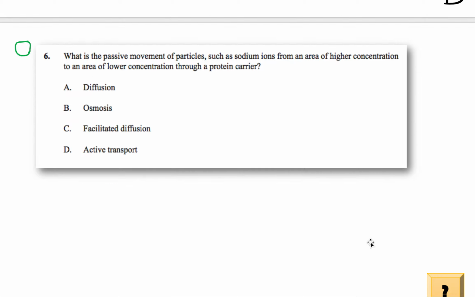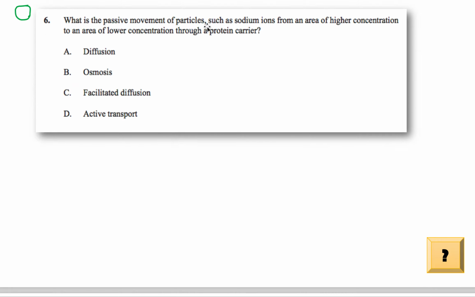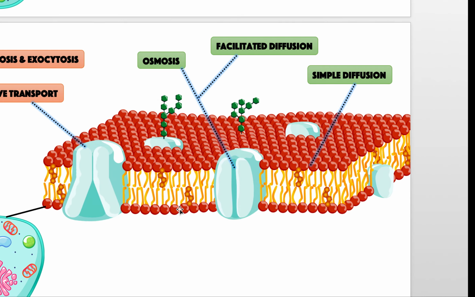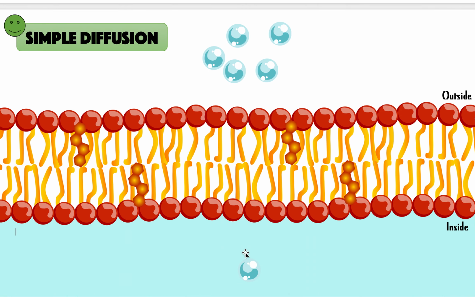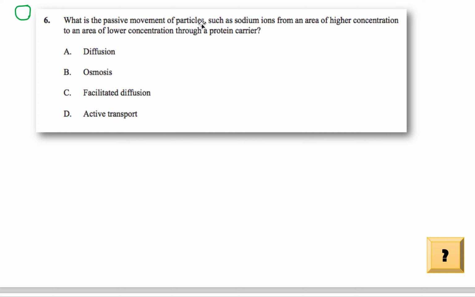Okay, we have one more, I think, for this video. What is the passive movement of particles, such as sodium ions, from an area of high concentration to an area of lower concentration through a protein carrier? So, what are we seeing here? We're basically seeing this scenario. Here we have a membrane. We have the outside of the cell, the inside of the cell, and a phospholipid bilayer. They're saying we're looking at a scenario, the movement of particles, such as sodium, so any particle, from an area of high concentration to an area of low concentration through a protein carrier.